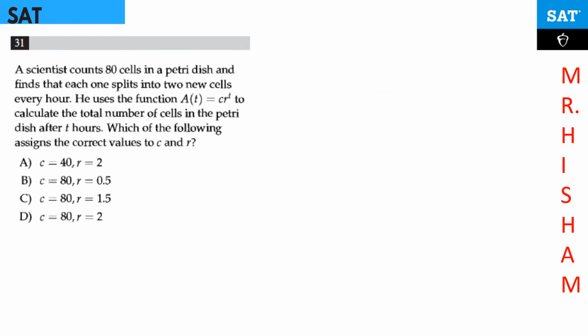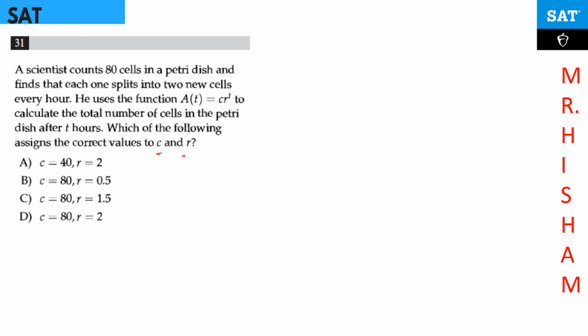A scientist counts 80 cells in a Petri dish. Each of them splits into 2 new cells. So every one is going to be 2, 2 is going to be 4, 4 is going to be 8, and so on. So these are exponential functions. Calculate the total number of cells after t hours.